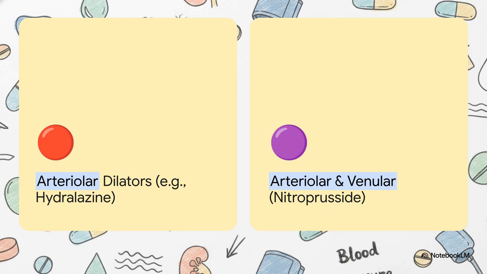On the other hand, we have a drug that casts a much wider net, sodium nitroprusside. This one is an arteriolar and venular dilator, meaning it targets both the arterioles and the small veins, or venules. Knowing exactly where these dilators act is an absolutely critical distinction.